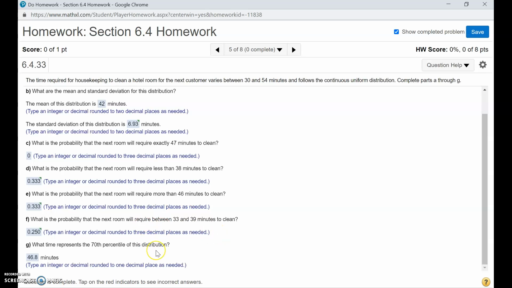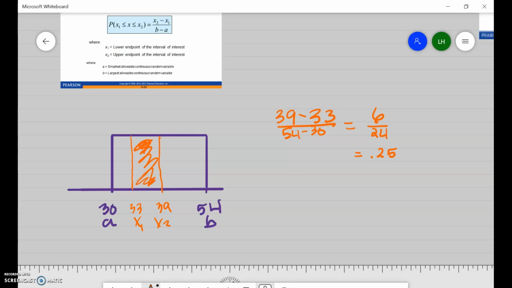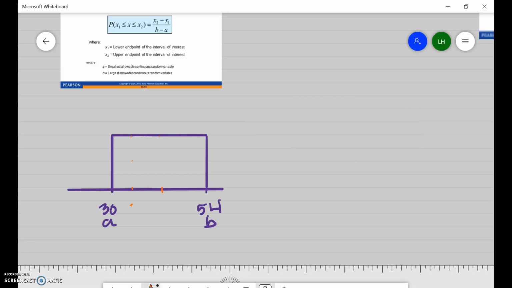So I just wanted to show you that real quick. But what I really want to show you is letter G. What time represents the 70th percentile of this distribution? So I'm going to erase what we just did. And I want to talk about this for a second. So we're going to write the formula down for probability. The probability equals x2 minus x1 over b minus a.